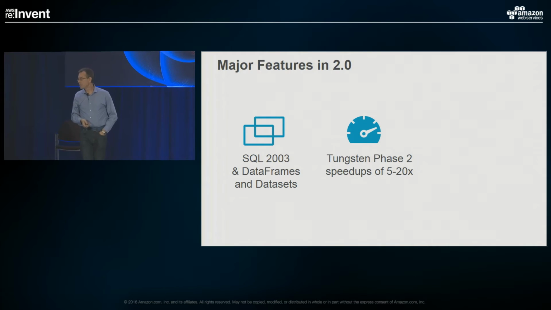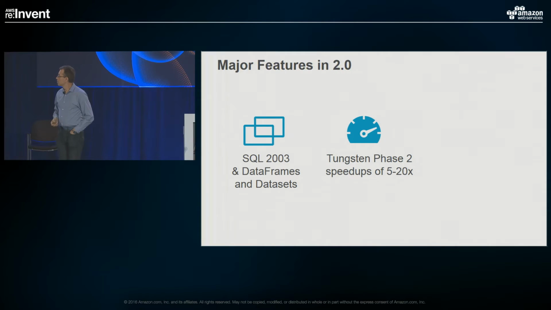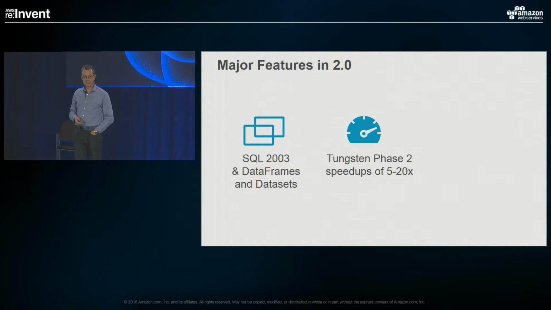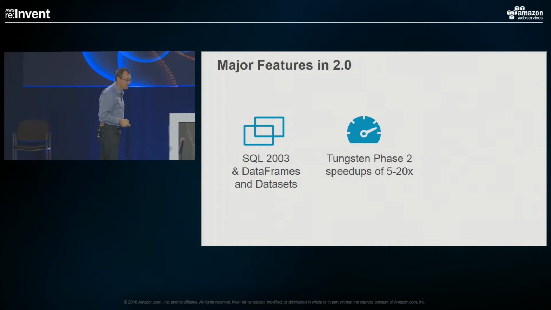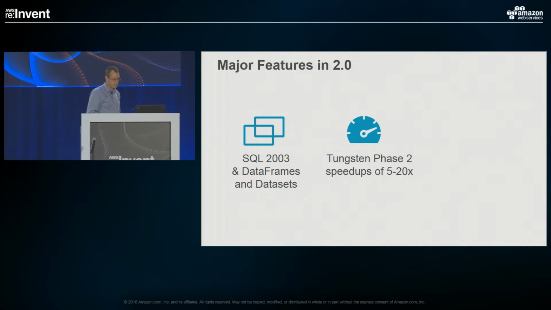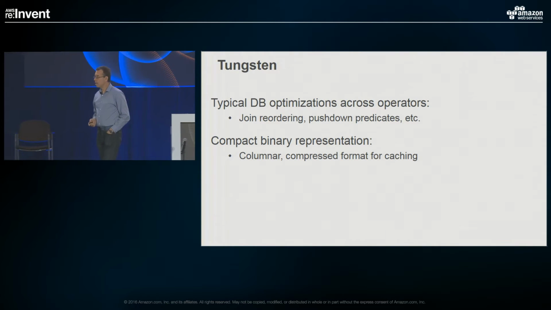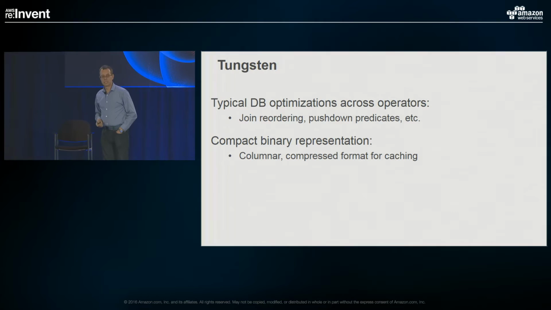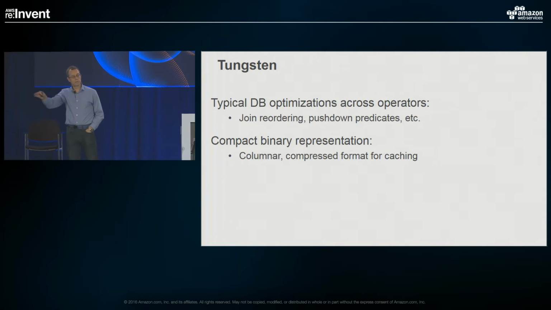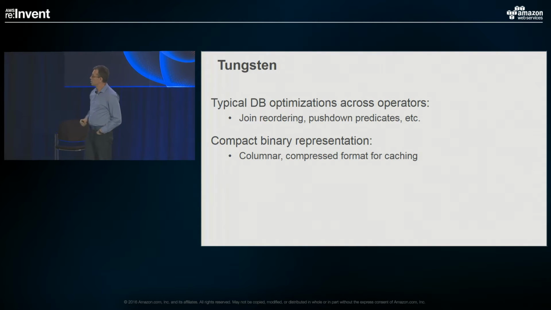The second set of features has to do with improving performance. Internally, the project that we pushed at Databricks to do this was called Tungsten. In the end, we got improvements in speed between 5 and 20x. So what is Tungsten doing? On one hand, it's doing typical database optimizations, again over data frames and SQL, like join ordering, predicate pushdown, and things like that.